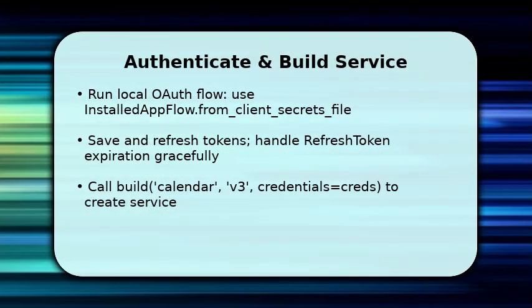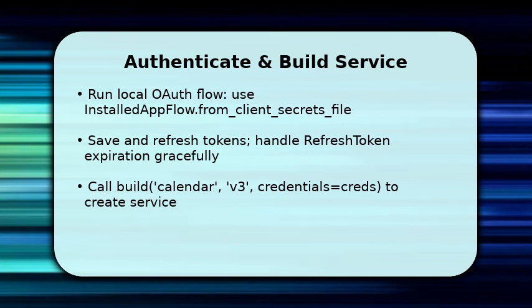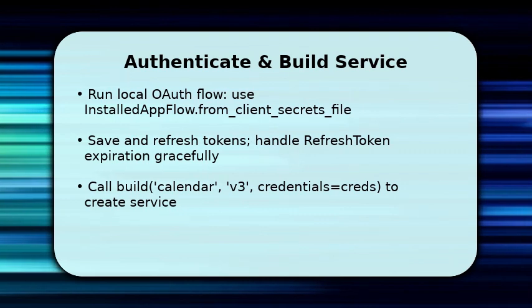Now you implement the auth code. Use the installed app flow from the client secrets file with scopes and run a local server to open the browser. After consent, save creds to token.json, and wrap them so they auto-refresh using google.auth.transport.requests.Request. Then construct the service object with build('calendar', 'v3', credentials=creds).